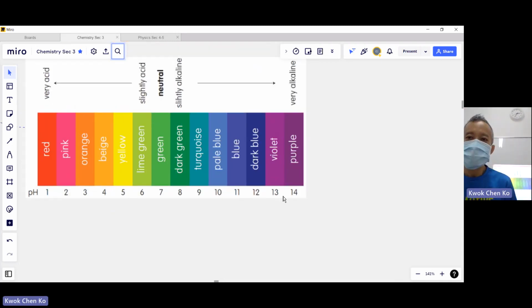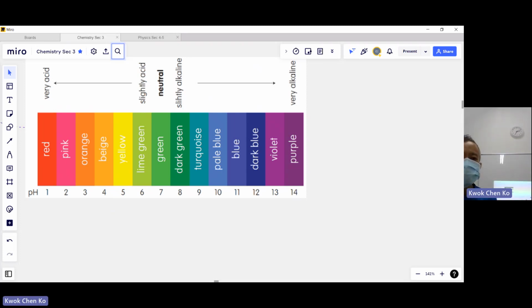Right, that would be your universal indicator. So sometimes they ask about this and you're supposed to remember the colors. And most of the time, it would be asking you: very acidic, which is red; very alkaline, purple; or right in the center, neutral, green. Okay, just remember these basic colors.